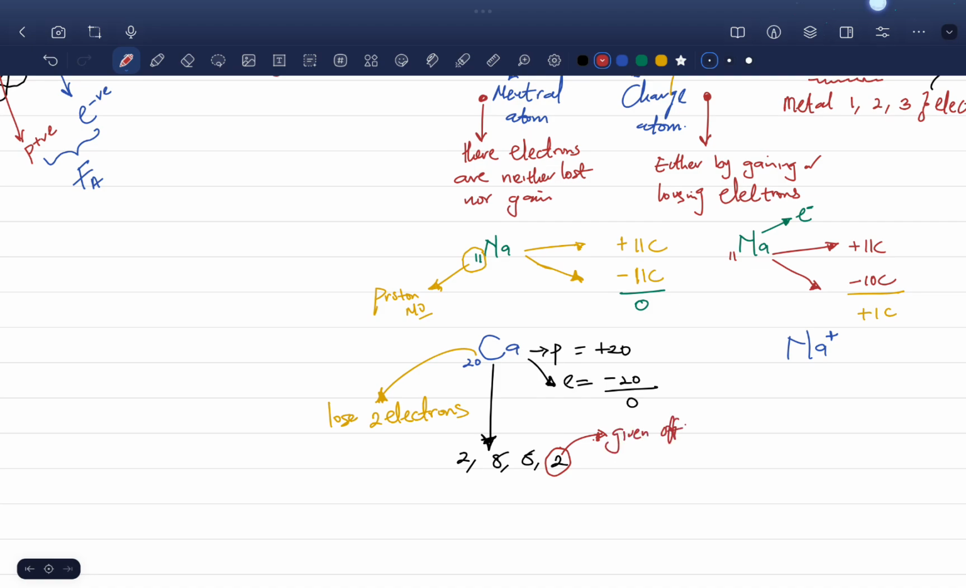And since it gives out 2 electrons, the calcium has a way of writing its ion as Ca2+. So this is the ion of calcium, and this is the neutral calcium. Now, if you notice in the entire concept we've been explaining so far in the video, we are trying to give out electrons.